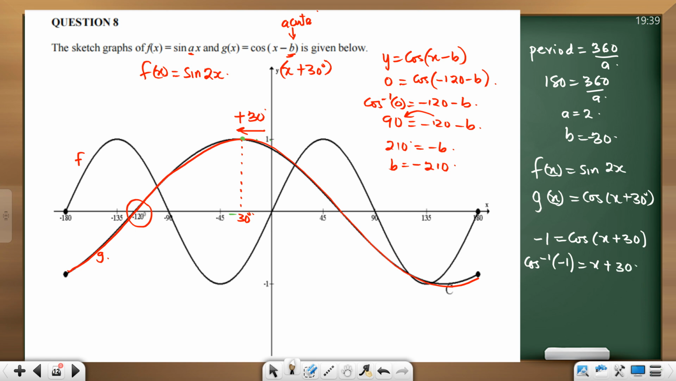What is the arc cos of negative 1? Use your calculator. It's nice. What do you have? 180 equals to x plus 30. What is x? 150. And it makes sense. It's between 135 and 180. So what's the turning point? 150 degrees.